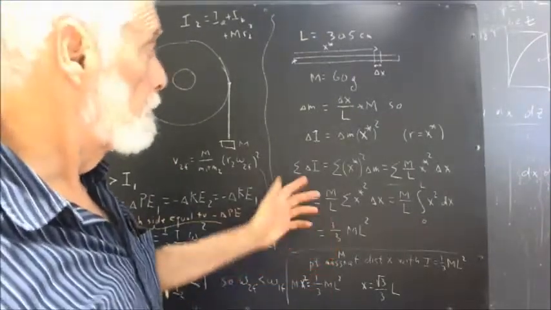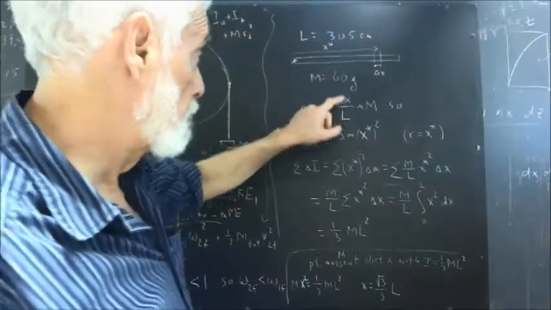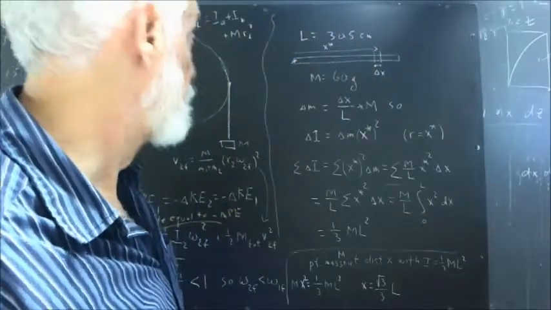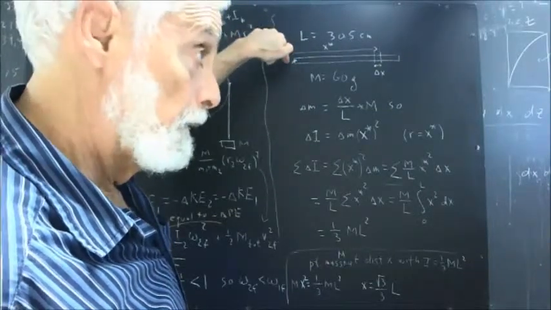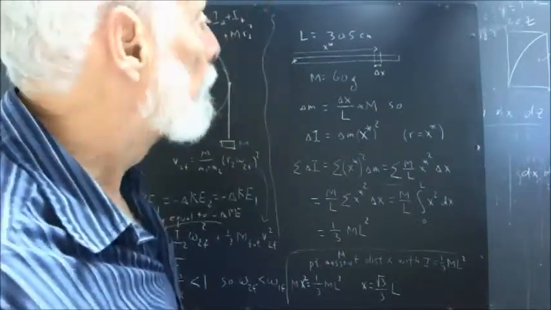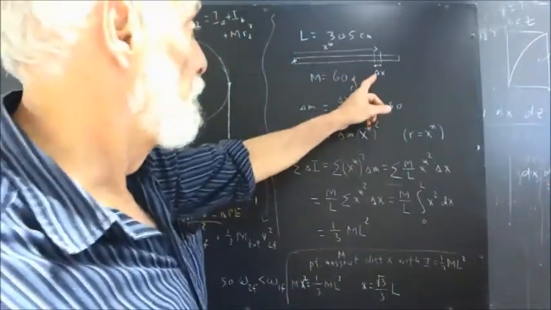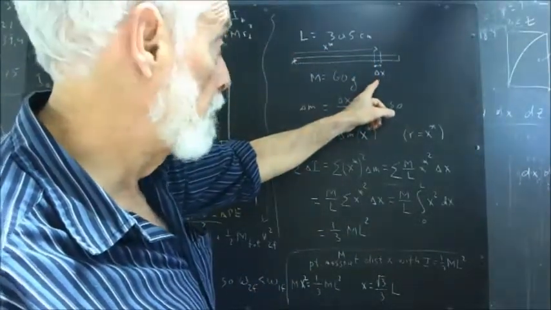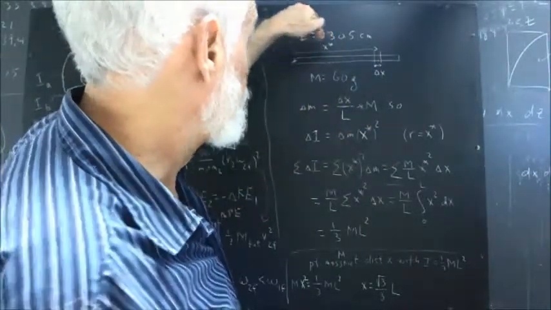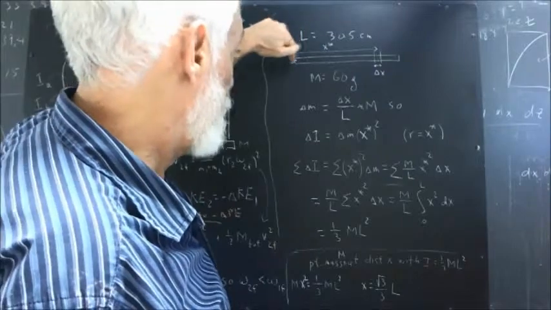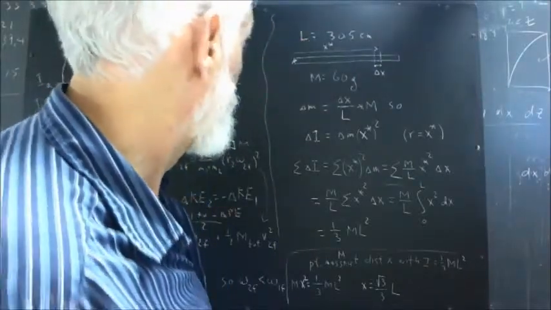We want to calculate the moment of inertia of a uniform rod, length 30.5 centimeters, mass 60 grams, as it's rotated about a point through one end of the rod. To set up an integral to do this, we consider a small length increment delta x at some position, where x star is the distance from the axis to some point within that delta x interval.